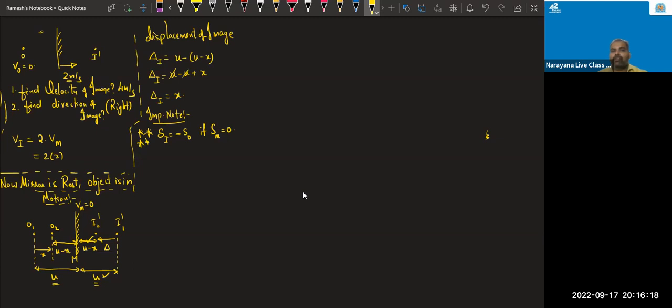On either side, I will divide by time. So what will happen? Displacement of image by time equals minus displacement of object by time. That is velocity of image equals minus velocity of the object. Understood? Acceleration of image also equals minus acceleration of the object.